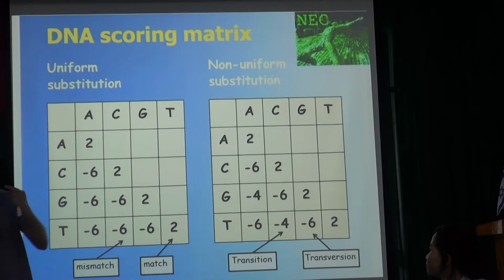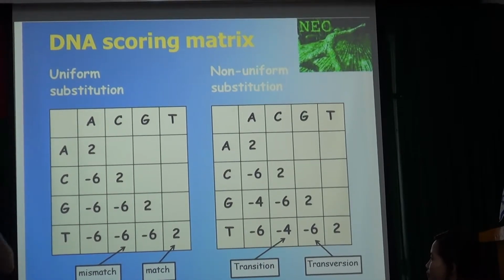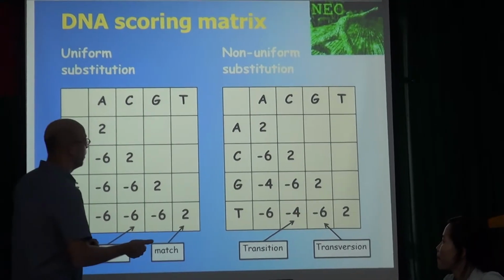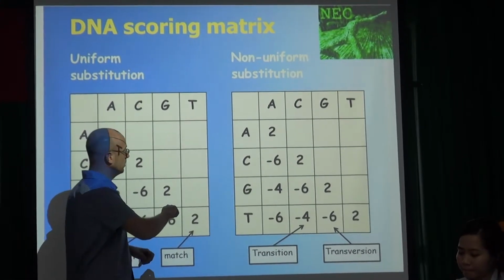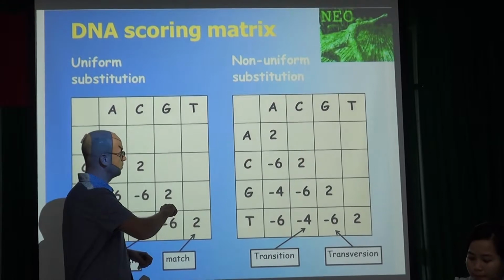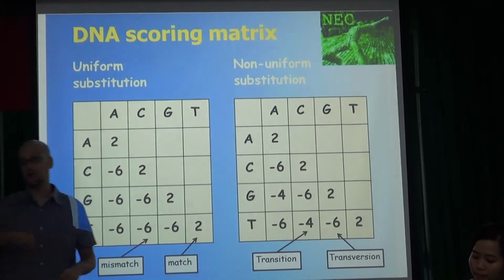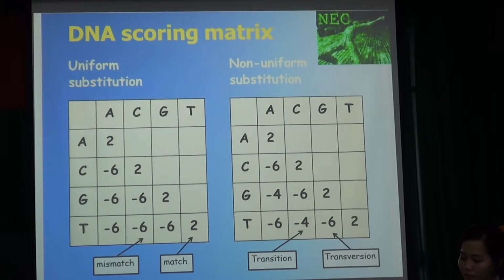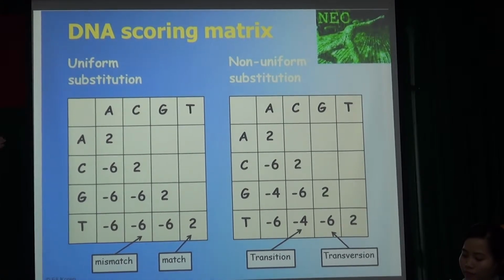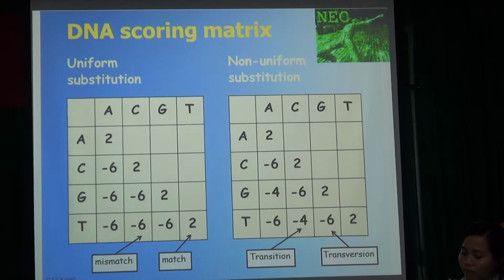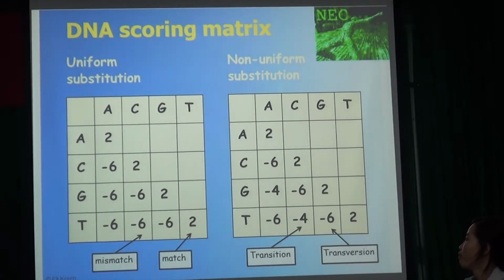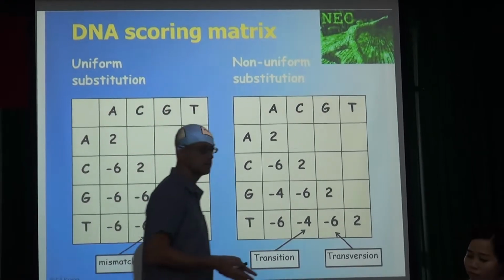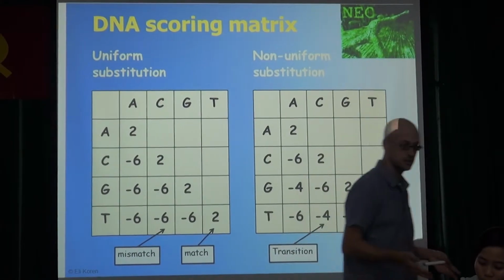Transition is the mutation of a purine with a purine or a pyrimidine with a pyrimidine. So A into G, G into A, C into T or T into C. That is called a transition. And that happens more often.